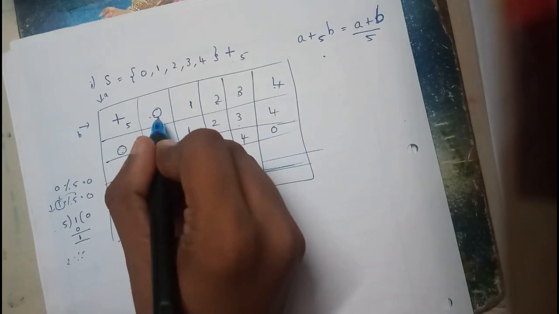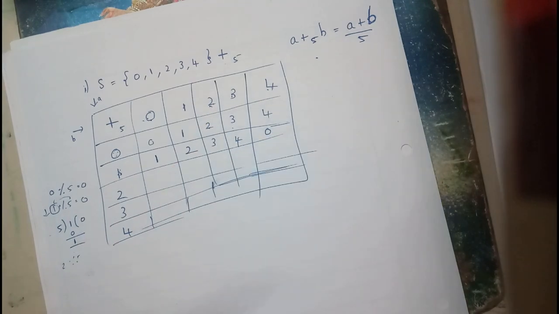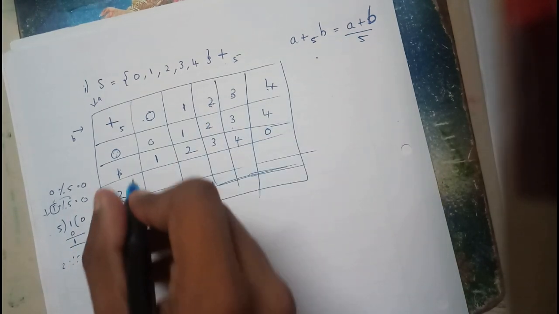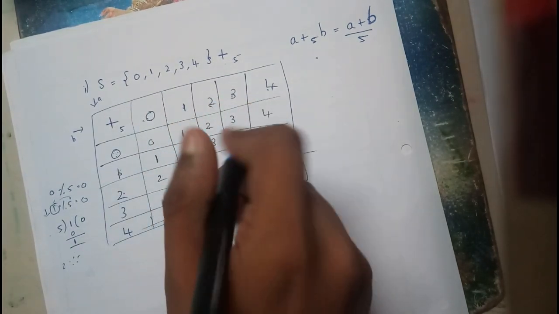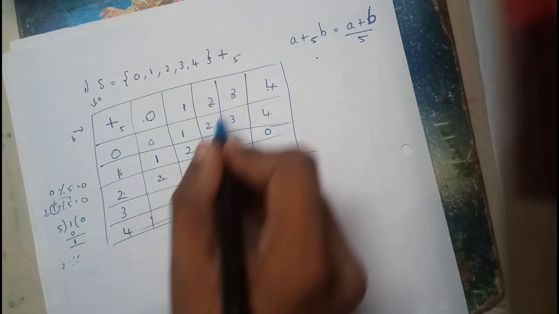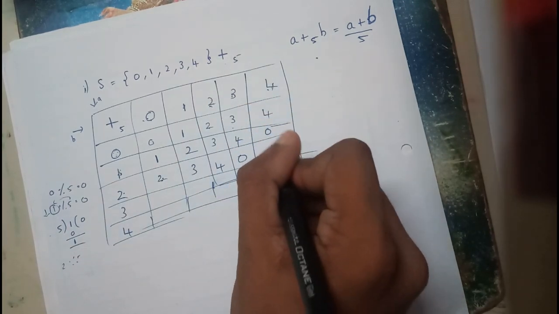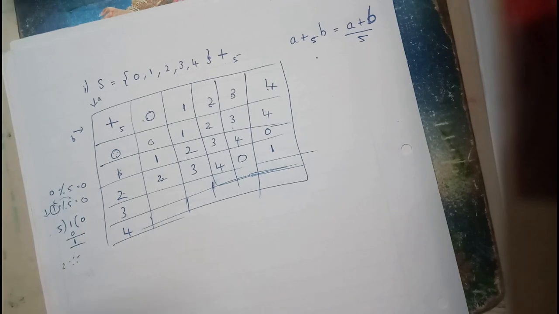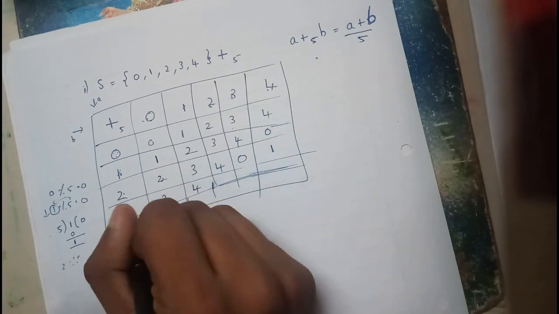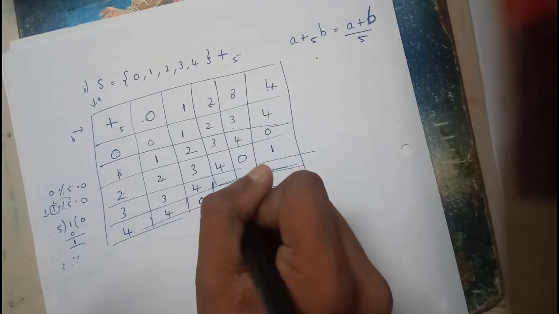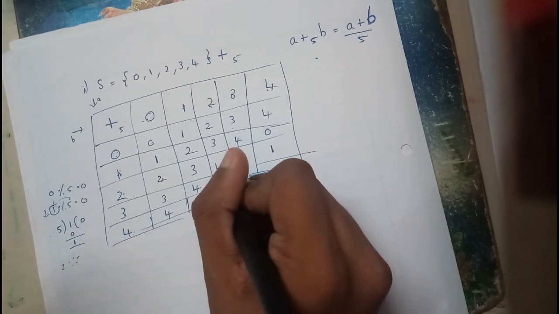2 plus 0 is 2. Previously you got 2 here, or else you can just do the division. I'll do the division, that will be the best. 2 plus 0 is 2, 2 plus 1 is 3, and 2 plus 2 is 4, so you get remainder 4. 2 plus 3 is 5, so remainder 0. Sorry, 2 plus 4 is 6, the remainder is 1. 3 plus 0 is 3. 4 plus 0 is 4. 3 plus 1 is 4. 4 plus 1 is 5, so 0. 4 plus 2 is 6, modulo 5 is 1. The rows continue: 2, 3, 0, 1, 2.